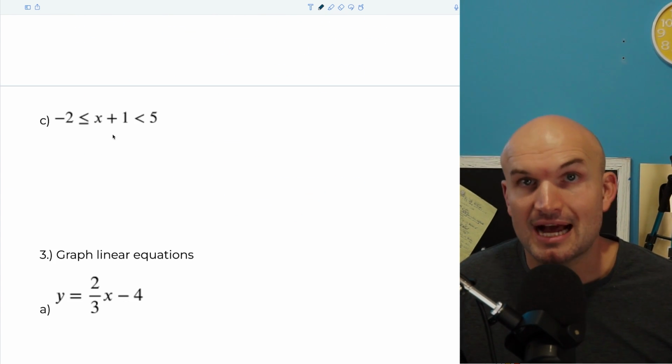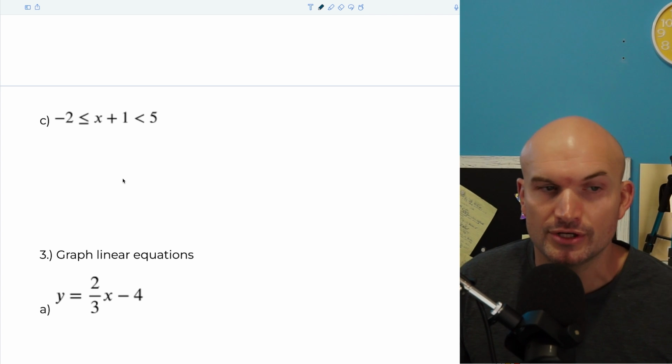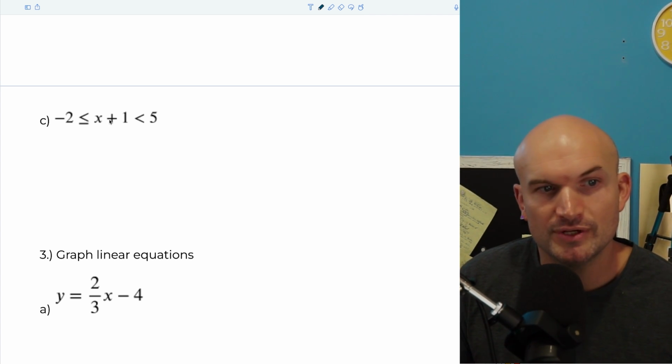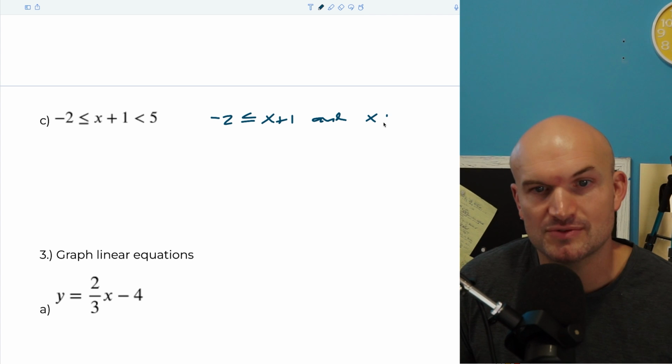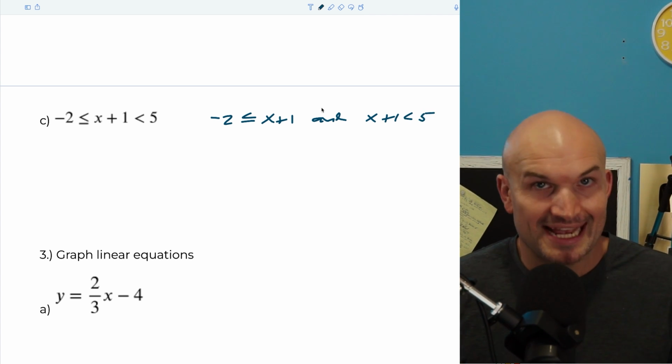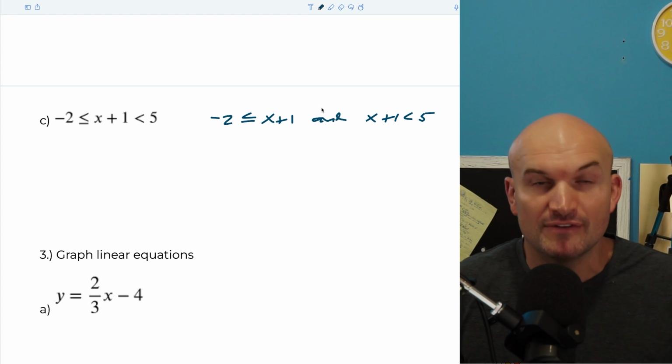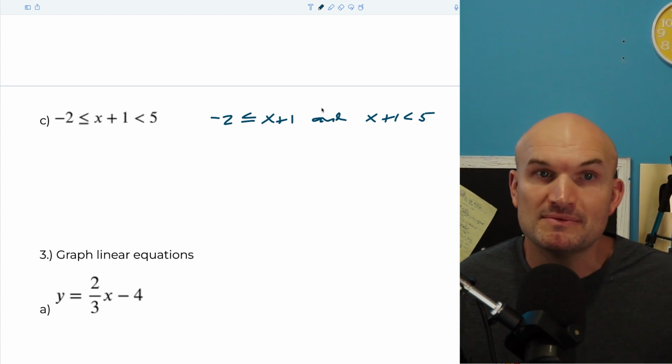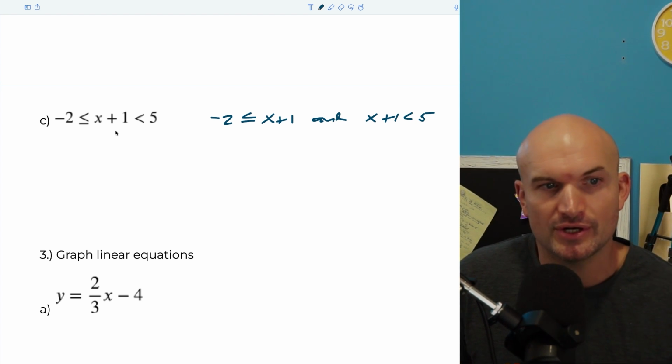Now, the next one we have is a compound inequality. There's a couple different ways you can go ahead and do the compound inequality. You can do it exactly as it's written in here, or you can simply rewrite it as negative 6 less than or equal to x plus 1, and you could write it as x plus 1 is less than 5. Okay, so the main important thing when I'm talking about the "and" is we're looking for the intersection of these two inequalities. So you can solve them separately, or what's really cool is you can also solve them at the exact same time.